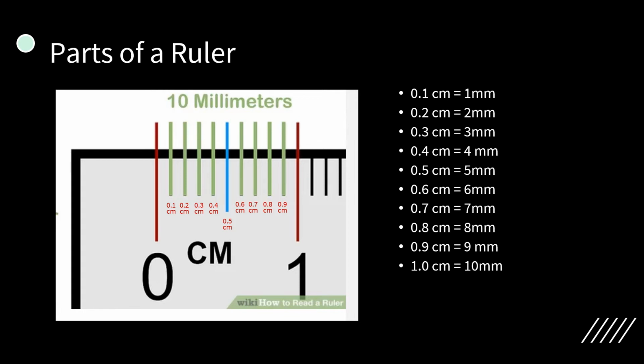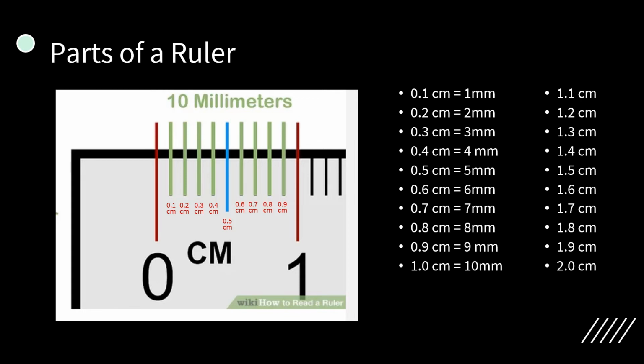After 1, how does the reading go? 1.1, 1.2, 1.3, 1.4 all the way to 2. And then 2.1, 2.2, 2.3, then all the way to 3. And that is how we read the lines on a ruler.